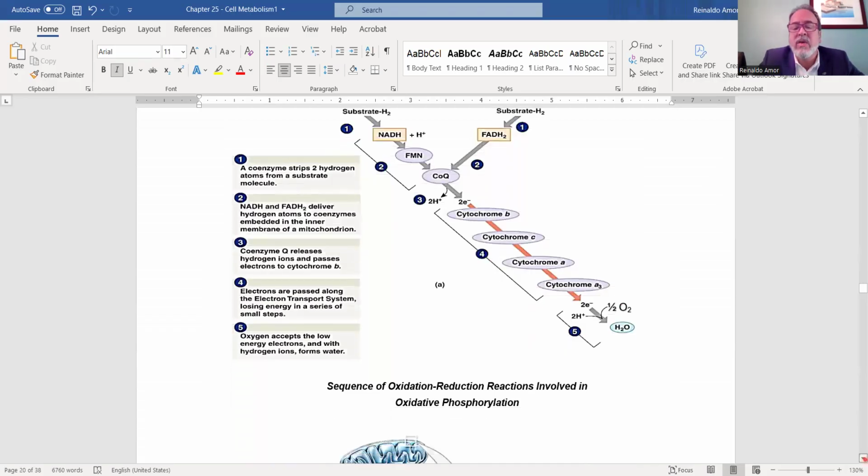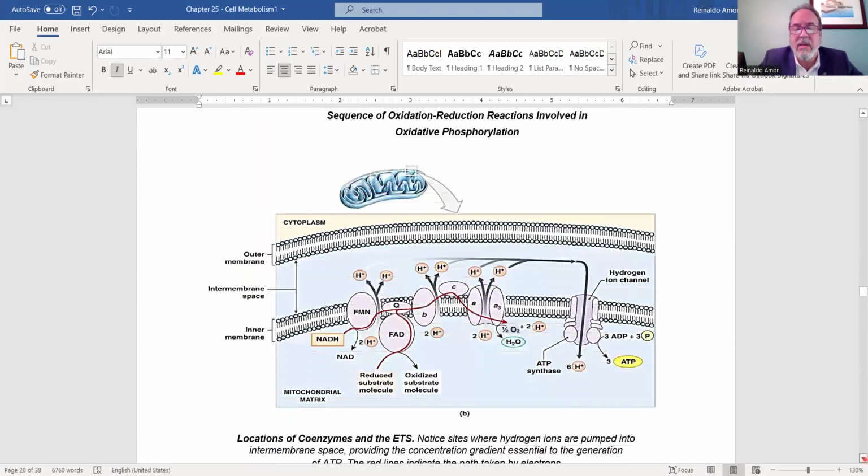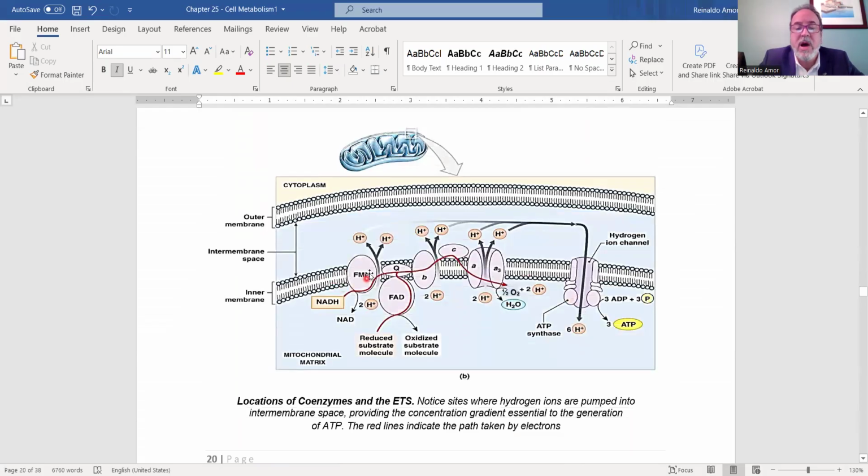Those hydrogen ions are going to accumulate. They're going to be pumped. There are going to be pumps in the inner membrane. They're going to be pumped into the intermembrane space, those hydrogen ions without their electrons. And the electrons are going to be passed on from one embedded protein in the inner membrane to the other, to the other, to the other.